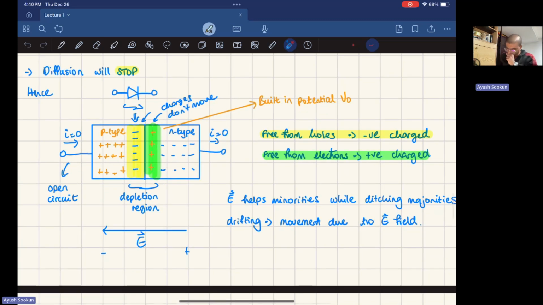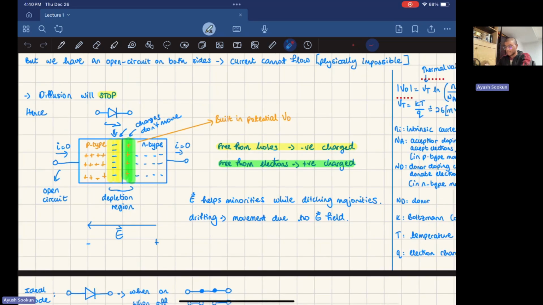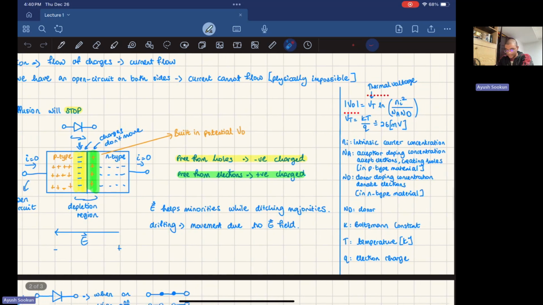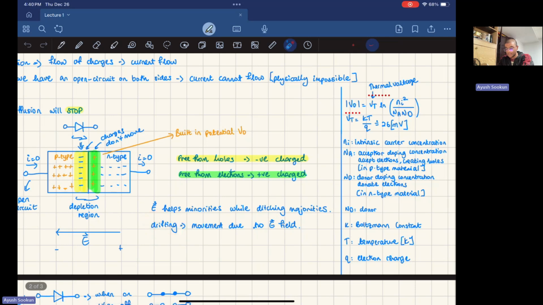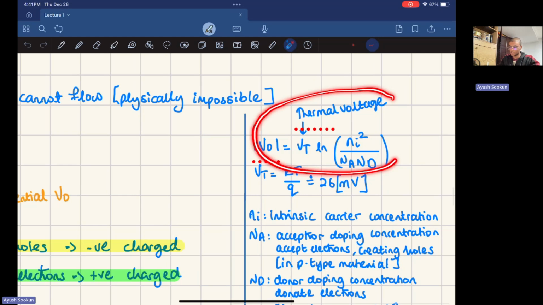So the electric field is basically going to allow the minorities to move better while ditching the majorities. The majorities are kind of going to stay still. And drifting basically means movement due to the electric field. So as I said before, you're going to have two types of current: a current due to diffusion, and a second current due to the electric field that's applied.